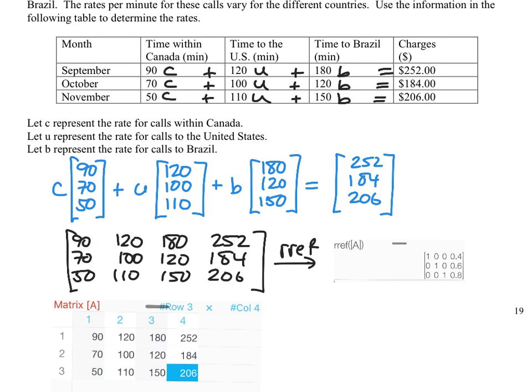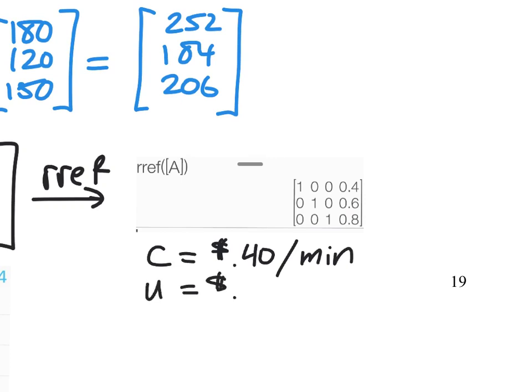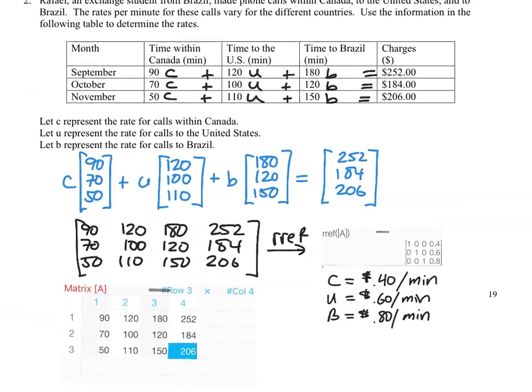It's a very outdated question, but if you're defining it based off of distance away from your current location, it would make sense in that regard. So Canada is 40 cents per minute, calls to the US 60 cents per minute, and to Brazil would be 80 cents per minute. All right.